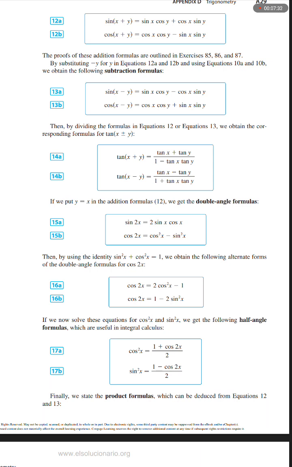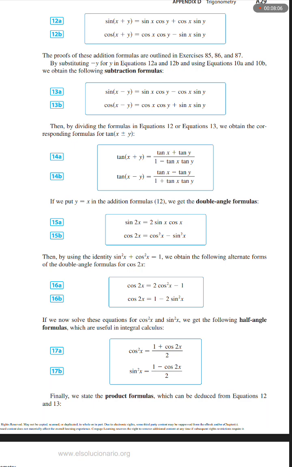If we now solve these equations for cosine squared x and sine squared x, we get the following half angle formulas, which are useful in integral calculus. Equation 17a: cosine squared x equals 1 plus cosine of 2x over 2. Equation 17b: sine squared x equals 1 minus cosine 2x over 2.